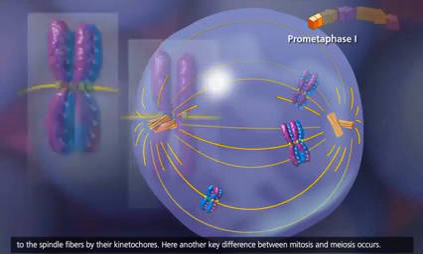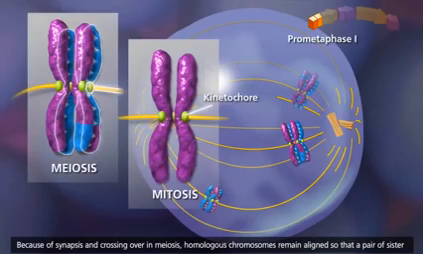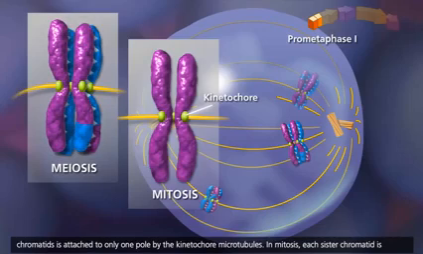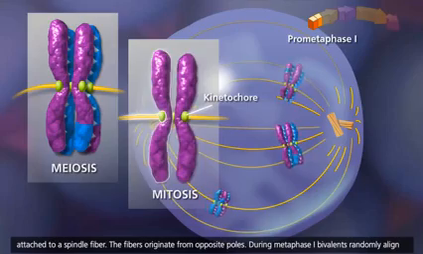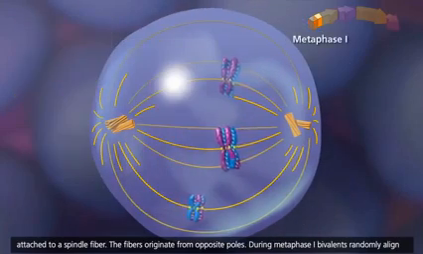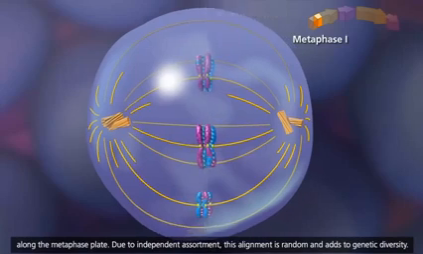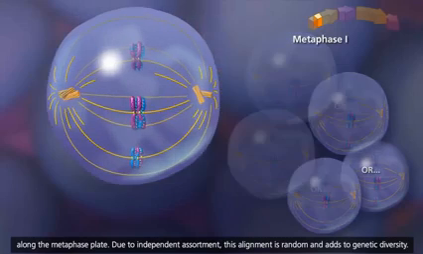Here another key difference between mitosis and meiosis occurs. Because of synapsis and crossing over in meiosis, homologous chromosomes remain aligned, so that a pair of sister chromatids is attached to only one pole by the kinetochore microtubules. In mitosis, each sister chromatid is attached to a spindle fiber. The fibers originate from opposite poles. During metaphase I, bivalents randomly align along the metaphase plate. Due to independent assortment, this alignment is random and adds to genetic diversity.